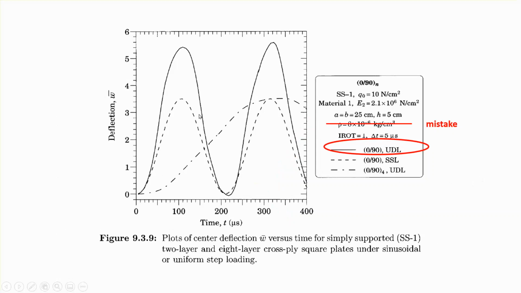Now, this is the graph that's presented in Reddy's book. There's a misprint here. This was not correct. Okay, and the shape over 400 microseconds, you're going to get two lumps here, so vibrating basically up and down twice. Okay, but I'm not going to use that because there may be some other mistakes here.